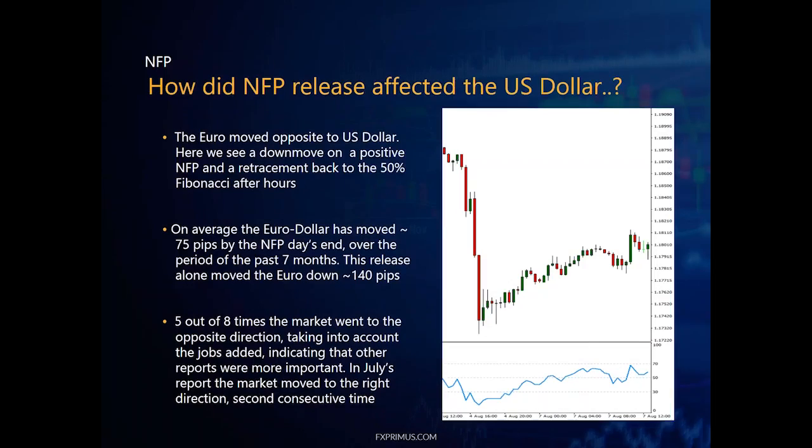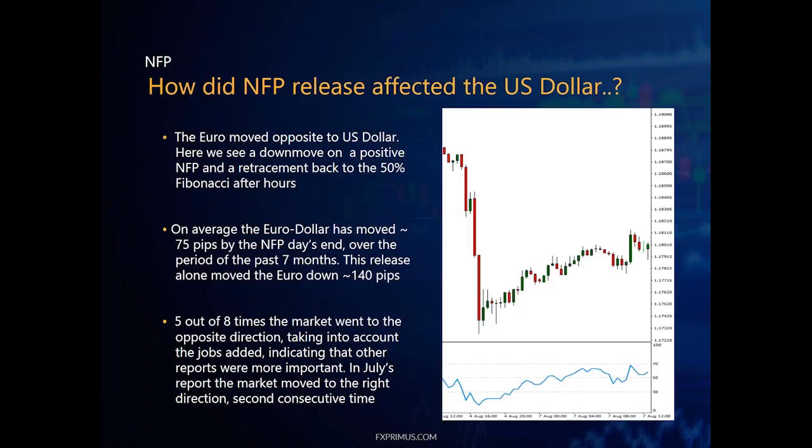On this slide, we can see how the NFP release has affected the US dollar. First, we will look at the euro dollar pair. This is what you see on the chart. We see a down move, a few red candles on a positive NFP headline, which is expected. And then a retracement would probably go back to something like the 50 Fibonacci level.